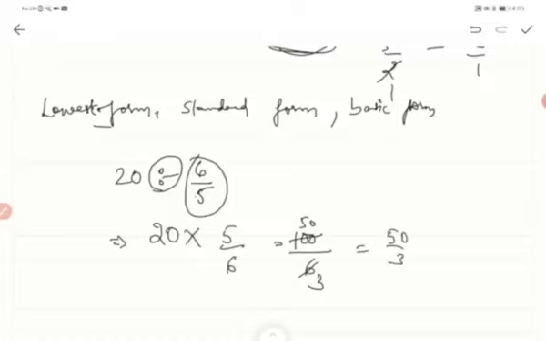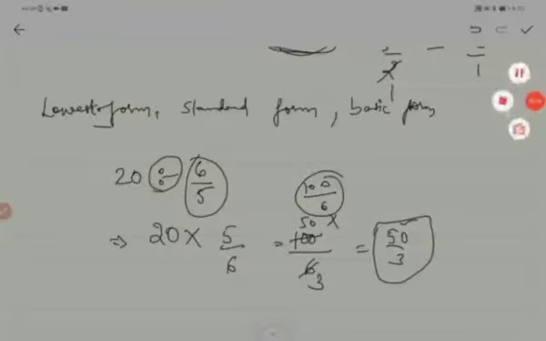So this 50 by 3 is the lowest form. Your answer can also be 100 by 6, but this is not the lowest form because it is not the standard form which we want to show. So our standard form is 50 by 3. Alright, so let us see now the division of a fraction by a fraction.